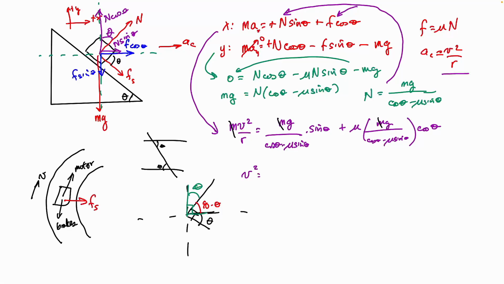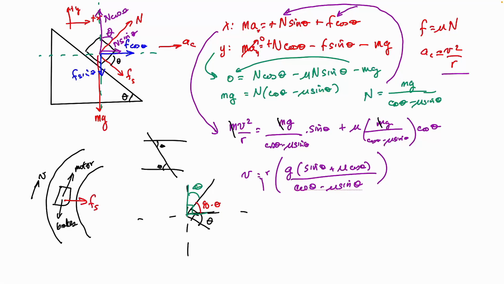V squared. I got to move the r over. So it's going to be r times a big mess here. Looks like I've got a g and a g, right? So I can pull that out. That's a common factor. Left then with sine theta plus mu cosine theta on the top. And then it looks like I've got a common denominator of cosine theta minus mu sine theta. Yep. And then to get v, what do I do with this whole thing? Square root it, right?